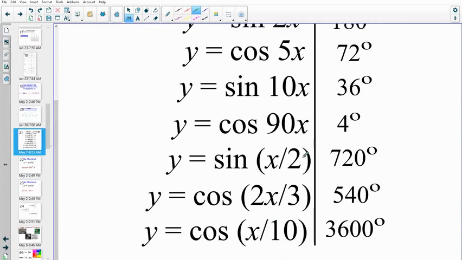If I have fractions, something like sine of x over 2, I suppose we can think of this as 1/2 times x. And so I would do 360 divided by 1/2. Dividing by 1/2 is the same as multiplying by 2. So this graph would have a period of 720 degrees. For fractions like 2/3, we can think of this as 2/3 x. Our period is going to be found by taking 360 divided by 2/3, which is the same as multiplying by 3/2. So 360 degrees times 3/2 gives us a period of 540 degrees.